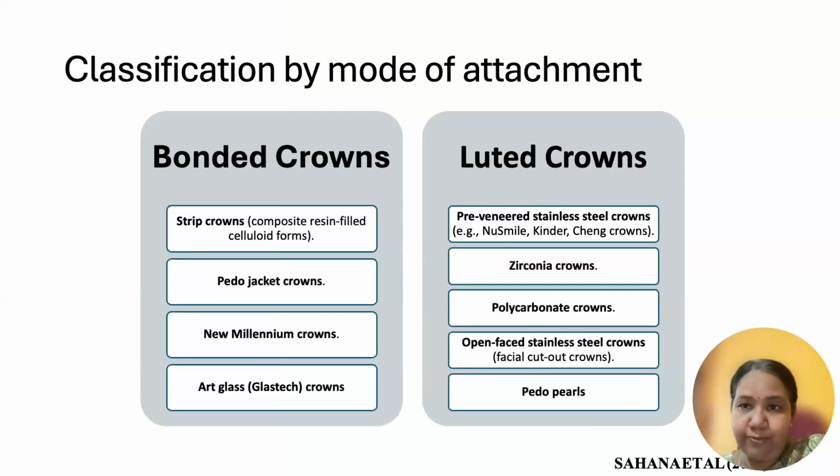We look at each one of them now. By mode of attachment, like I said, bonded crowns, the examples are strip crowns, pedo jacket crowns, the new millennium crowns, and the Glass Dec or Art Glass crowns. Luted crowns include pre-veneered stainless steel crowns, zirconia crowns, polycarbonate crowns, open face stainless steel crowns, and pedo pearls.